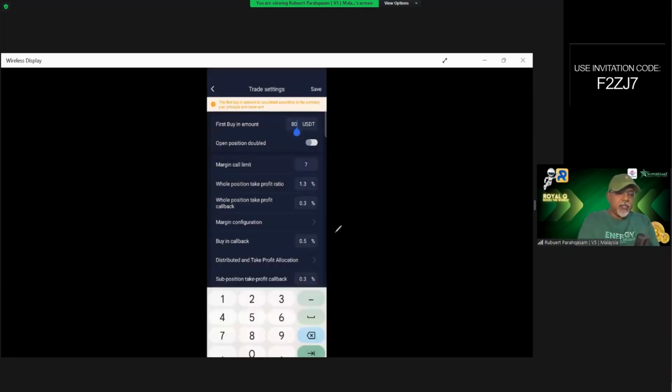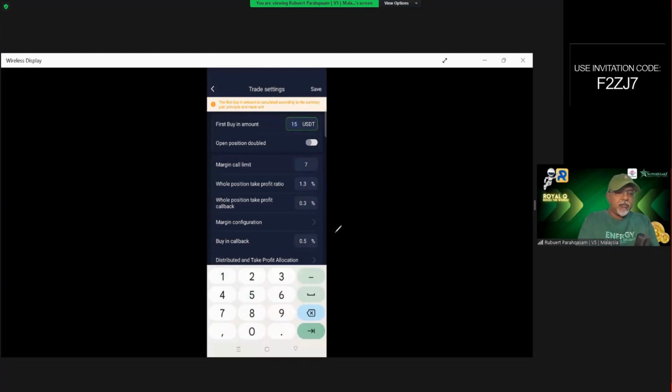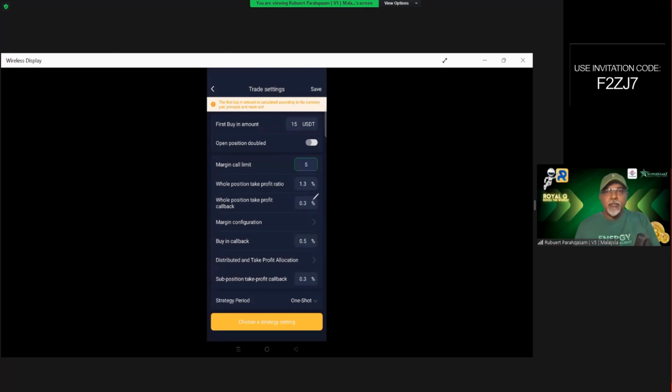Let me just change this. 15, I put this to 5. Okay, 5, then you get this 2 back. So these are for sub-bin. We're going to learn sub-bin right now. So now, once you have sub-bin, can you see this distributed and take profit allocation?